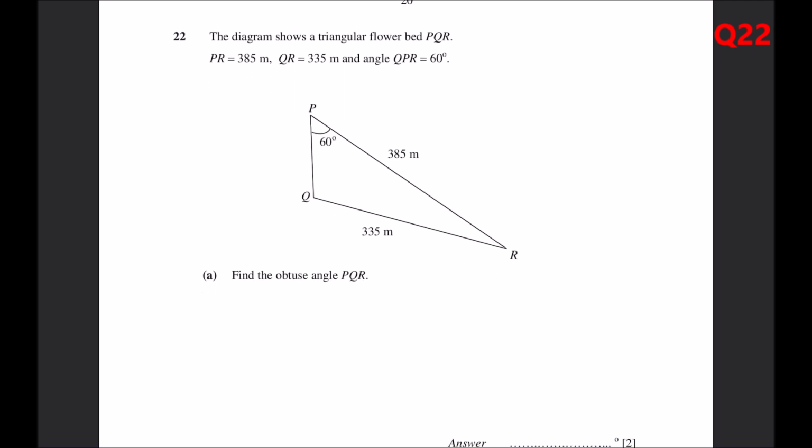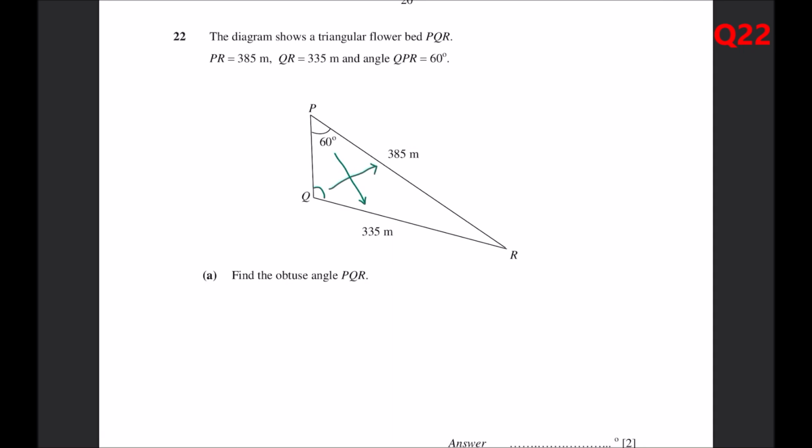Hi everyone, this is question 22, where you have a triangular flower bed PQR, where PR is 385 meters, QR is 335 meters, and angle QPR is 60 degrees. So look at part A. You are trying to find the obtuse angle PQR. Look at the information that's given to you. You have 60 degrees and the side that is opposite it, 335 meters, and you also have 385 meters, which is opposite the unknown Q.